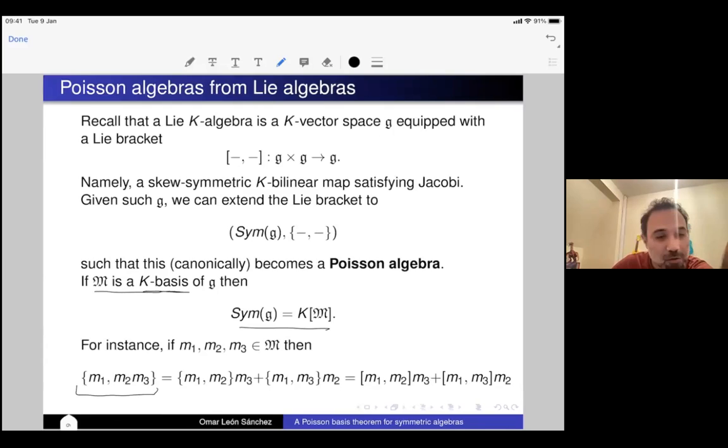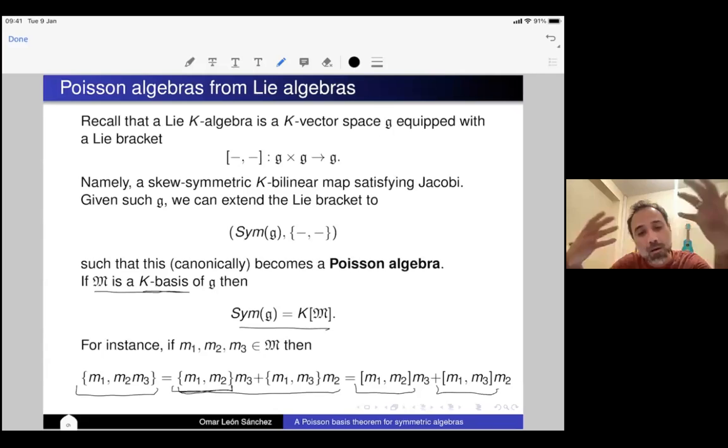And at the end, you get this. But now this bit, M1, M2 are elements in the basis of the Lie algebra. So the Poisson bracket is just going to extend the Lie bracket, and the same thing on the other side. So just following your nose, following that it satisfies the Leibniz rule, it's a unique way of extending the Lie bracket from the Lie algebra to a Poisson bracket on the symmetric algebra.